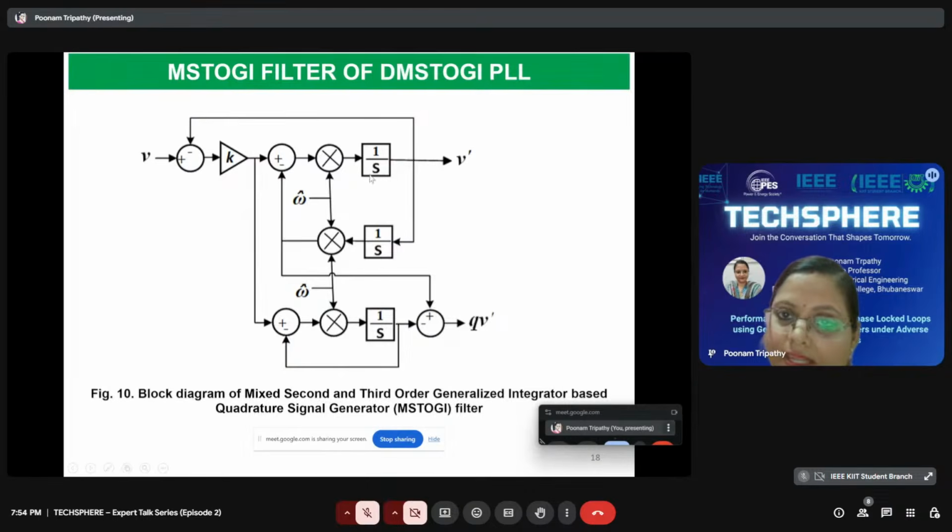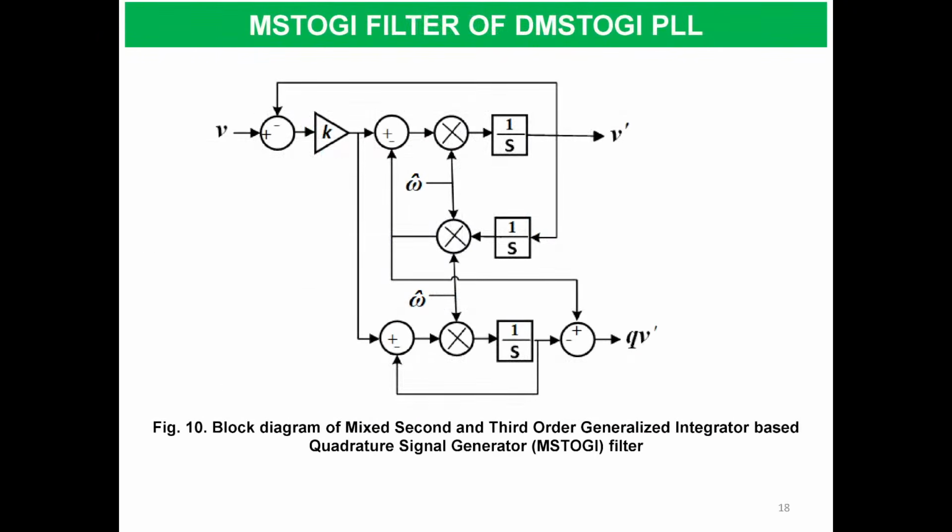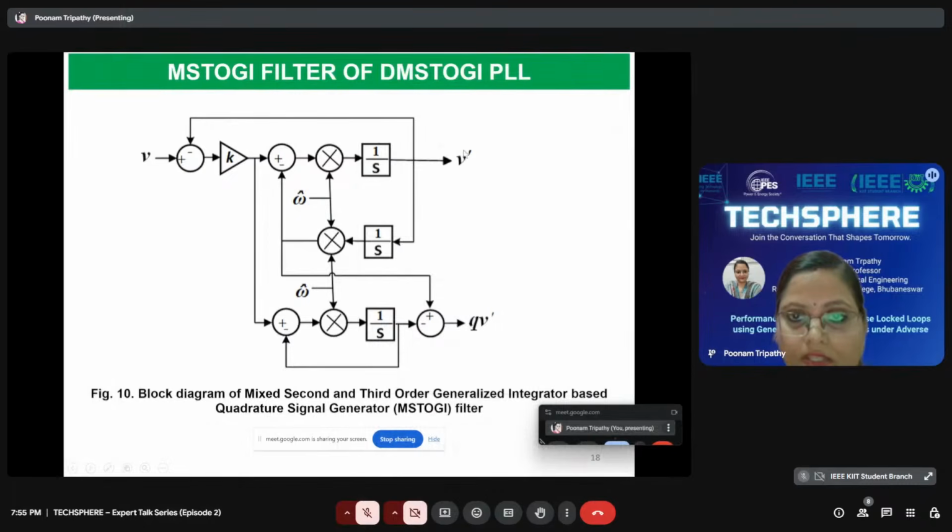So the MS2G is responsible for the orthogonal signal generation, where the outputs are V dash and QV dash, that is the in phase and the quadrature phase voltage components with respect to the input voltage V. And from these, it can be seen that the transfer function D of S, that is the transfer function for V dash with respect to V, and Q of S, that is the transfer function for QV dash with respect to V, both exhibited bandpass filtering nature, which confirmed their efficacy in eliminating the effect of both the harmonics as well as the DC offset, thereby achieving our objective.